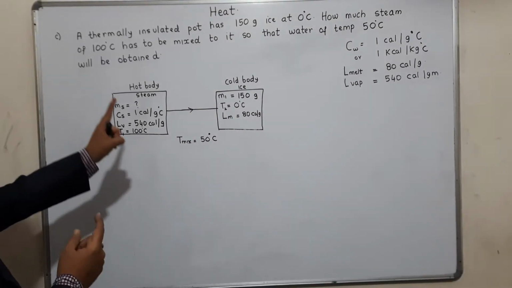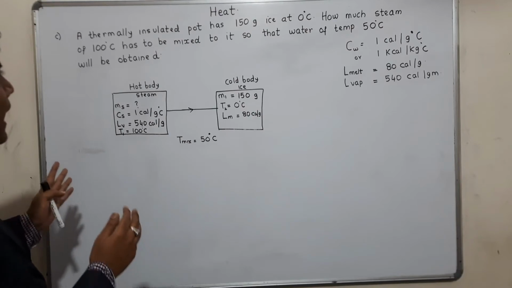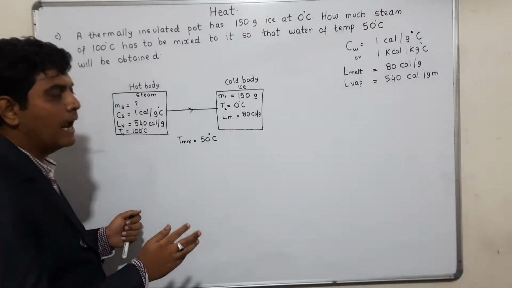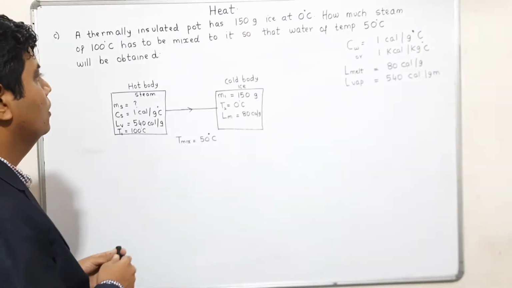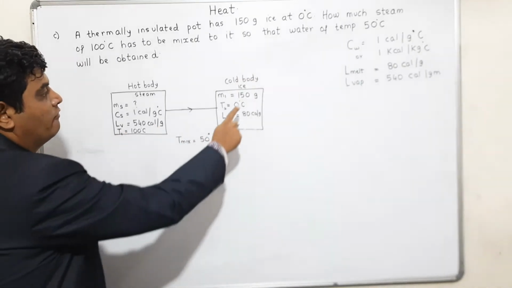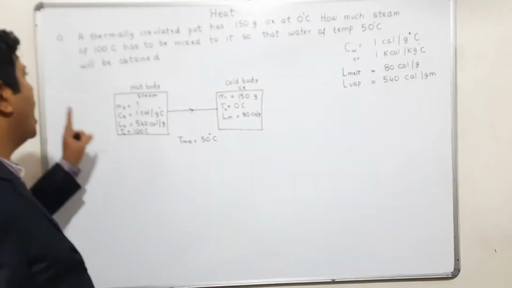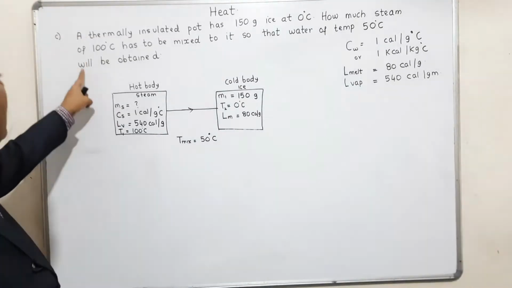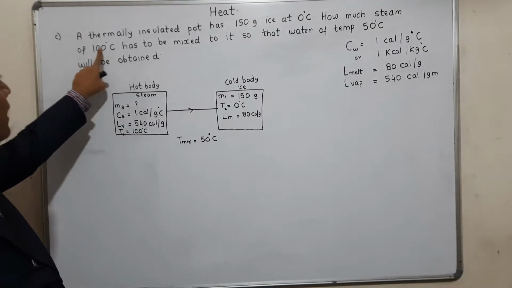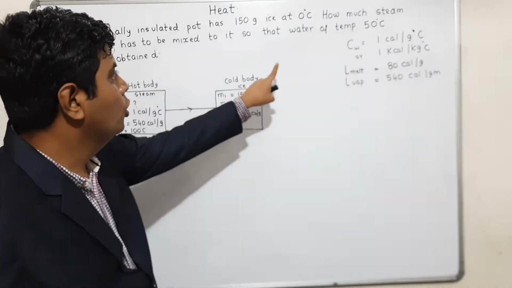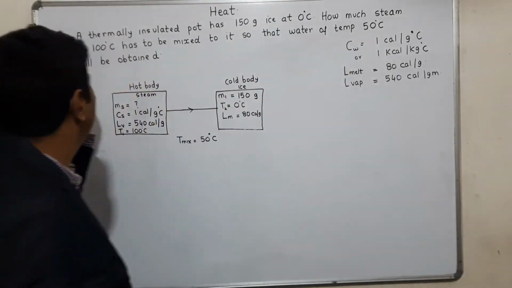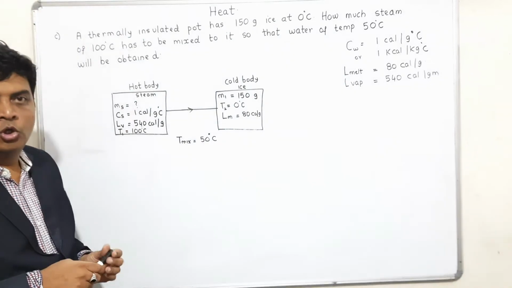A thermally insulated pot has 150 gram of ice at 0 degree Celsius. So there is ice of 150 grams and it is at 0 degree Celsius. How much steam of 100 degree Celsius has to be mixed with it so that water of temperature 50 degrees will be obtained? So now what will happen?